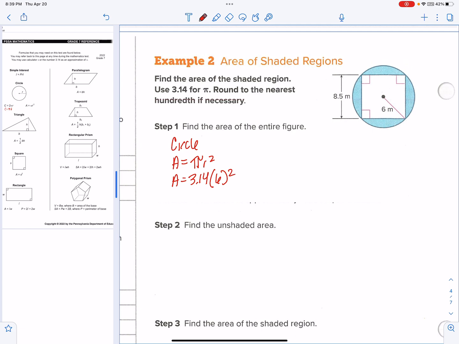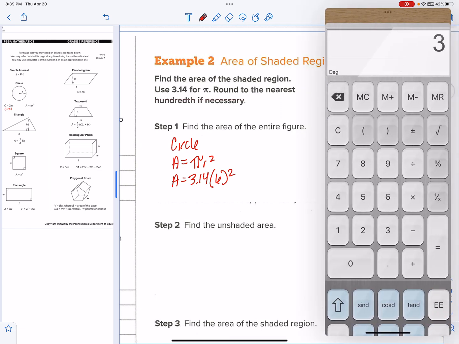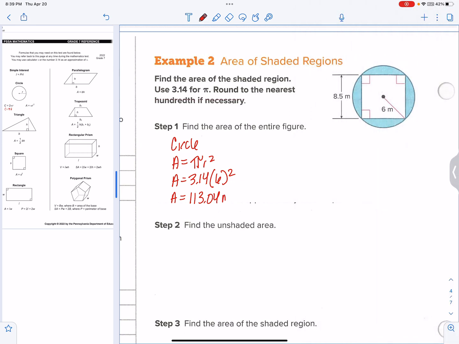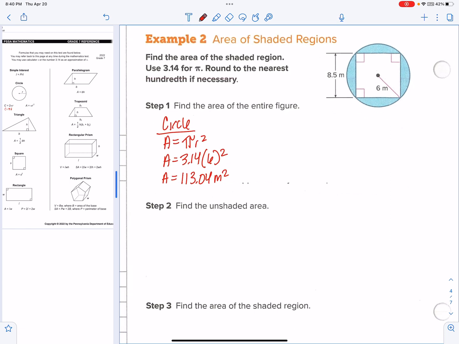Squared. So 6 times 6 is 36, and 36 times pi is an area of 113.04, and that is meters squared. Okay, so that's our circle. Look at all the labeling I'm doing. Okay, I'm paying attention to what I know, what the formula is, filling things out, and labeling what it is so I don't lose track.